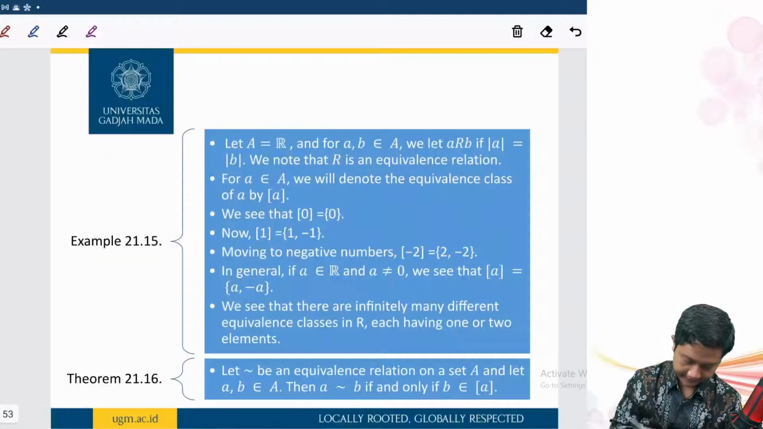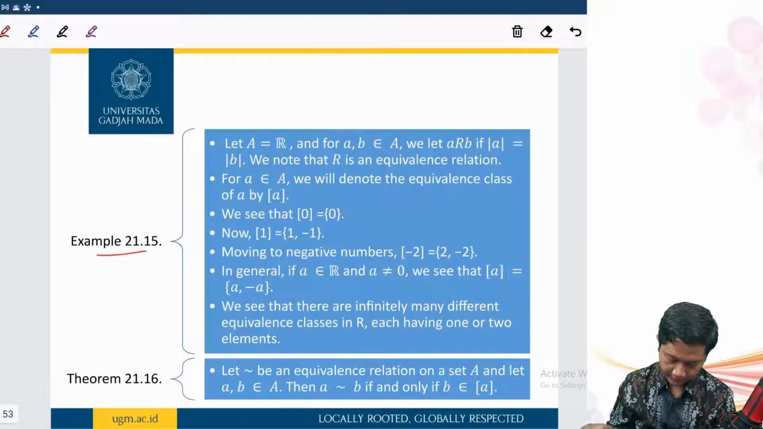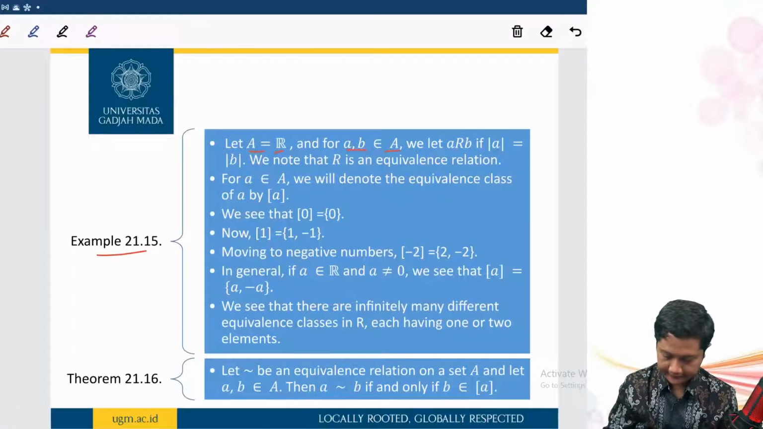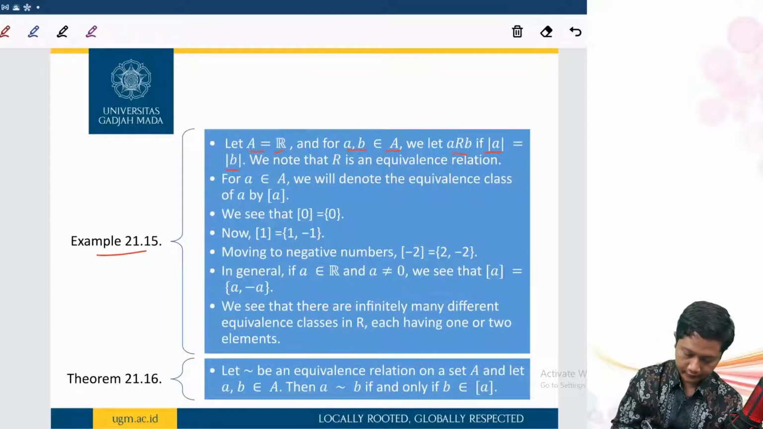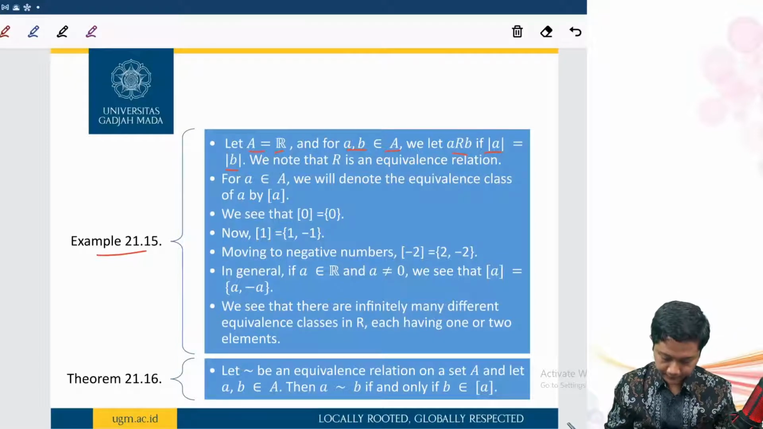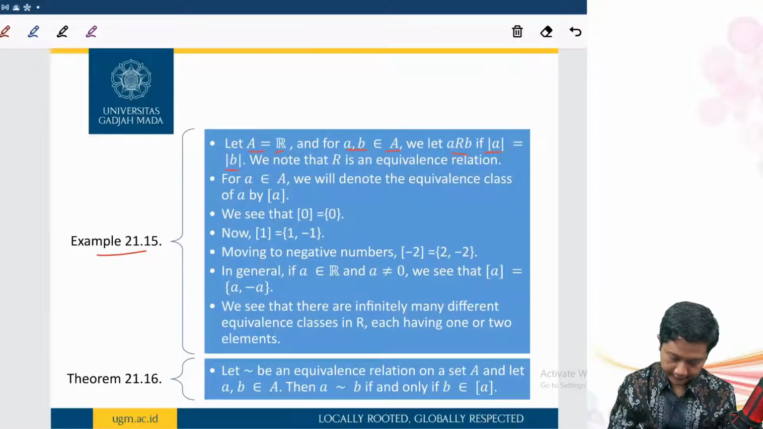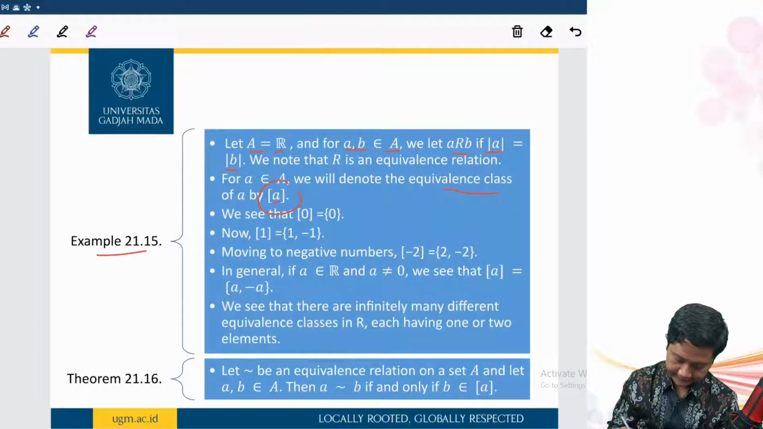Okay, next example 21.15. When we have A as the set of real numbers, we have 2 elements in A. a is related to b if the absolute value of a is equal to the absolute value of b. And we denote the equivalence class of a by this, and we take this, so it's clear.